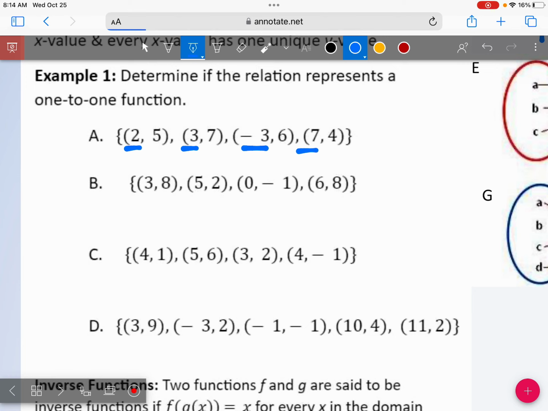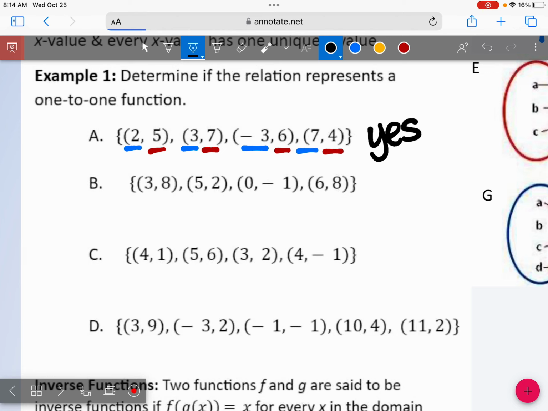No. All right, so now let's check our Y values. 5, 7, 6, 4. Are any of those numbers the same? All right, so all of our numbers are different. We don't have any repeats, so this is one-to-one, so I would say yes.